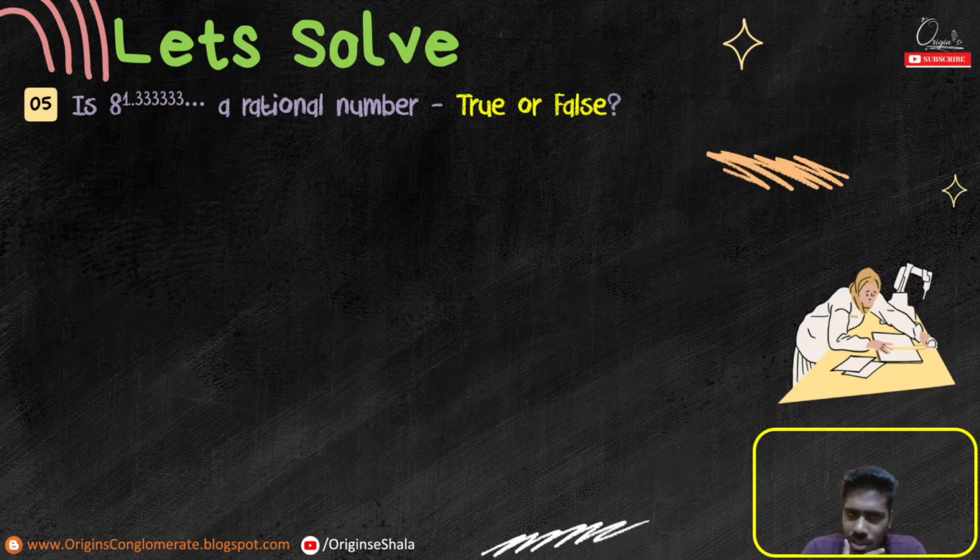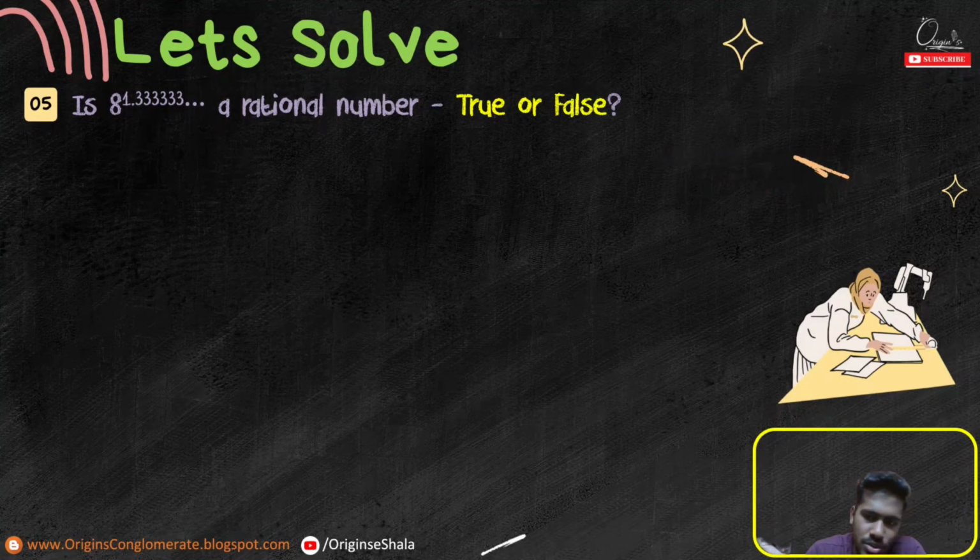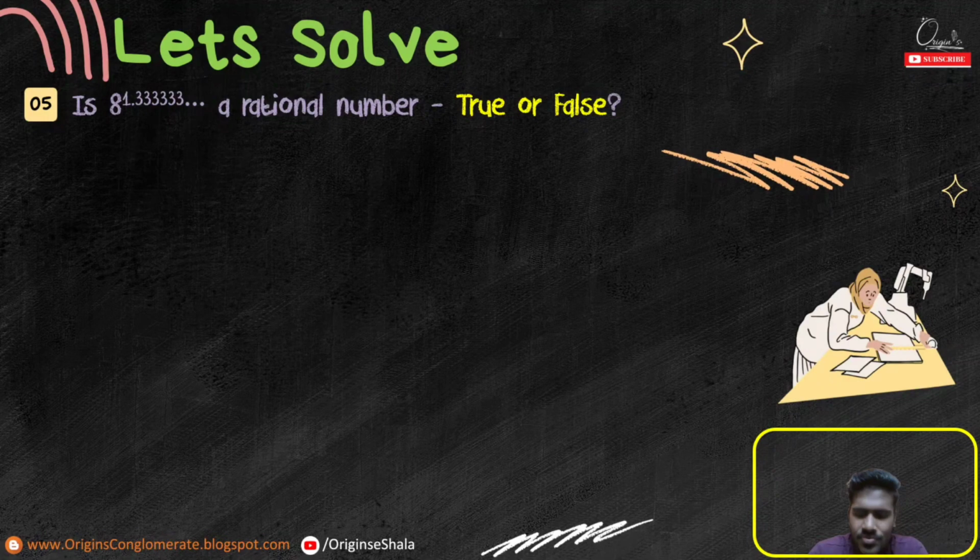Let's take this value as an example. I have a number, 8 raised to 1.333 and so on, and it is a rational number. So is this statement true or false? You can try to solve it yourself. Just pause the video. Go ahead.